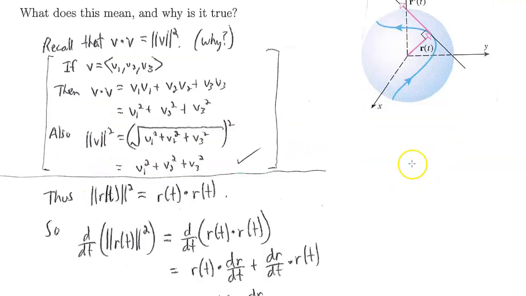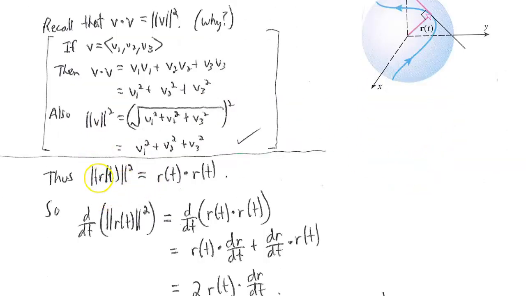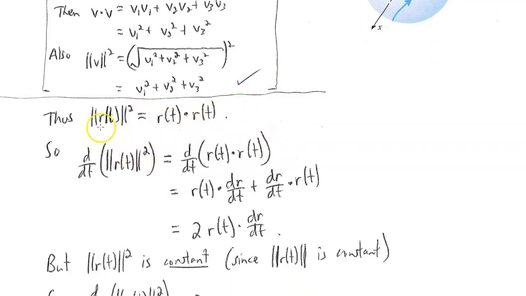Okay, now how is that going to help us? Well, if we have a vector-valued function, if you input the t, you're going to get output of a vector r of t. Well, the norm of that vector squared will be like that vector dot with itself. So the norm of r of t squared is going to equal r of t dot with r of t. Okay, so it turns out that the derivative with respect to t of this is going to equal the derivative with respect to t of this.